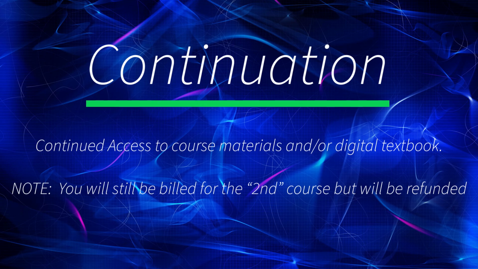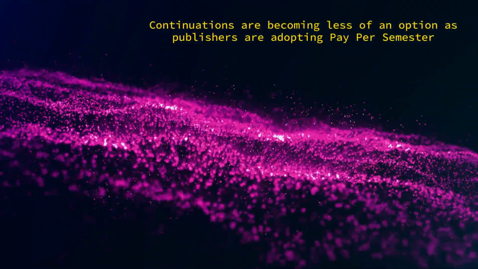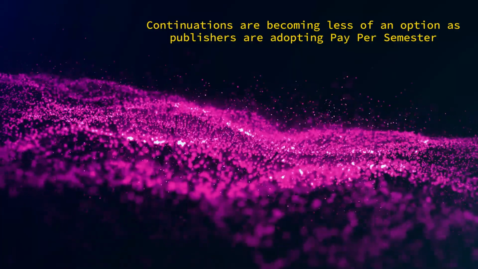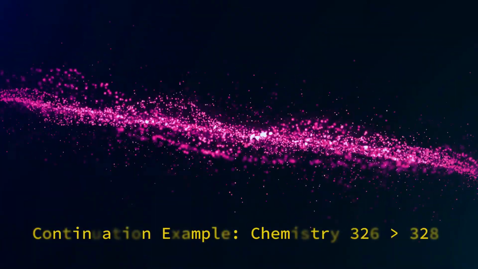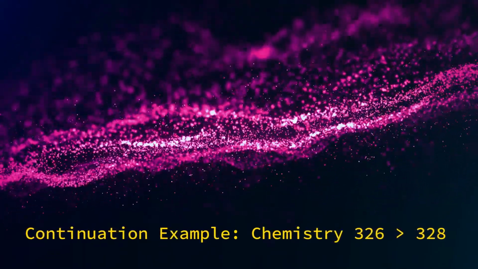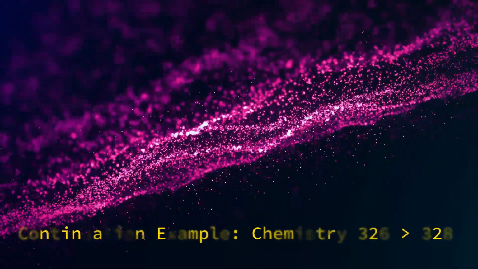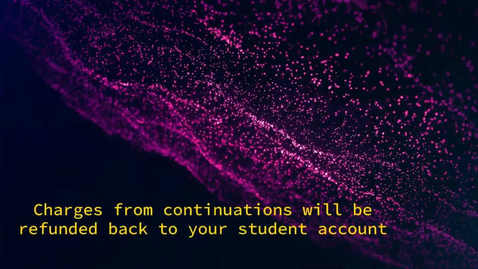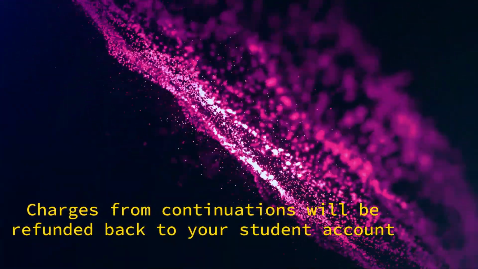FDA charges are directly tied to the course, so you will see a charge each semester. Continuations are becoming less of an option as time goes on, as the publishers are leaning more toward the pay-per-semester format. In some recent cases, however, like Chemistry 326, the courseware and the textbook will still be used in Chemistry 328. Once you are enrolled in Chemistry 328, you will probably see an FDA charge for the class, but this charge will be refunded back to your account after the add drop date, and you will still have access to the courseware and textbook.